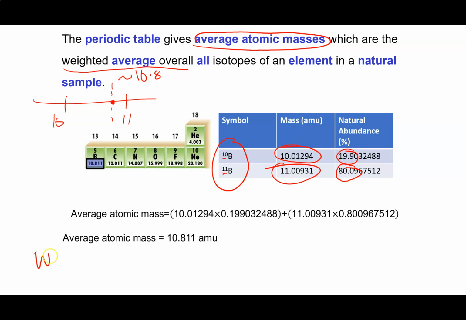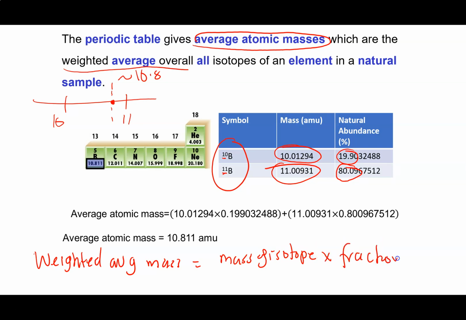To get the weighted average, or the average atomic mass, what you do is you take the mass of the isotope and you multiply it by the fraction of the isotope, and for every isotope that is present, you add that together. So in this case, we've got 2 isotopes. So what I'm going to say is you're going to sum that together for every isotope. All right. So in this case, we've got 2 isotopes.